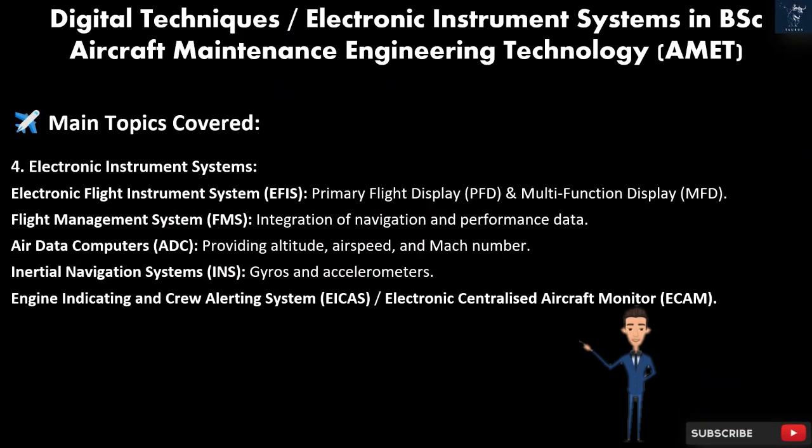4. Electronic instrument systems. Electronic Flight Instrument System, EFIS: Primary Flight Display, PFD, and Multifunction Display, MFD. Flight Management System, FMS: integration of navigation and performance data. Air Data Computers, ADC, providing altitude, airspeed, and Mach number. Inertial Navigation Systems, INS: gyros and accelerometers. Engine Indicating and Crew Alerting System, EICAS, / Electronic Centralized Aircraft Monitor, ECAM.